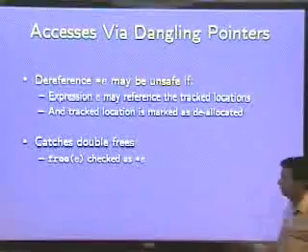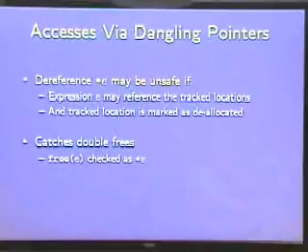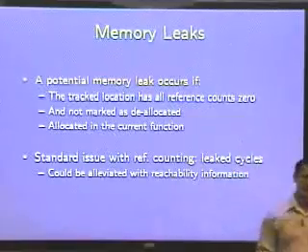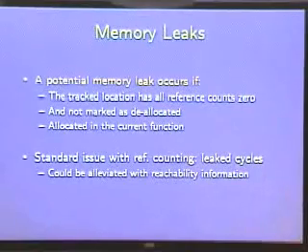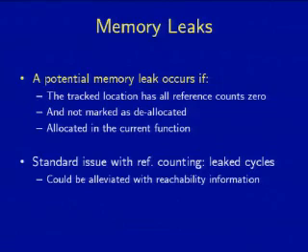Double frees fall pretty much in the same category if you check a free as a standard dereference. For memory leaks, I check if the tracked location has no reference count from any of the regions and if it has not been deallocated yet. In that case, that means I don't have access to this location.